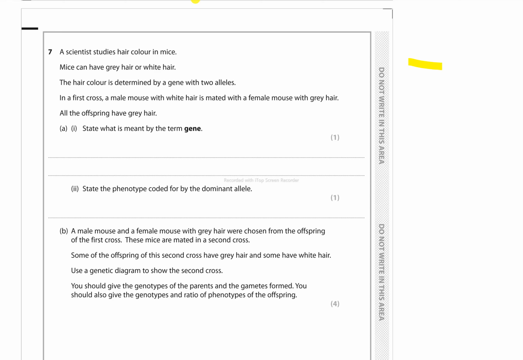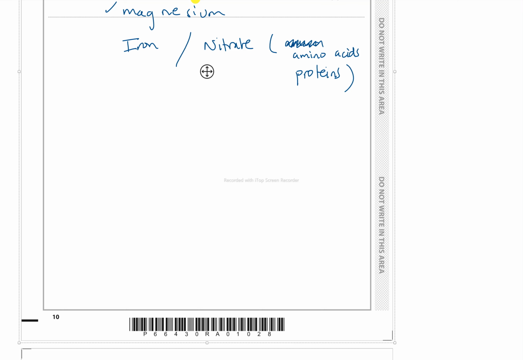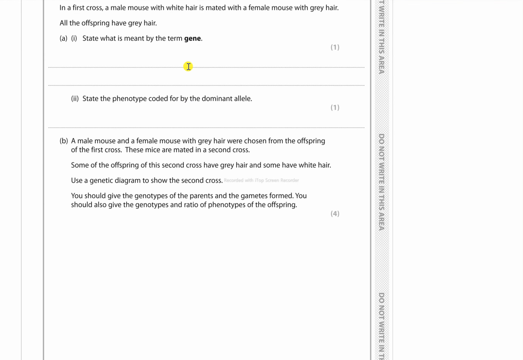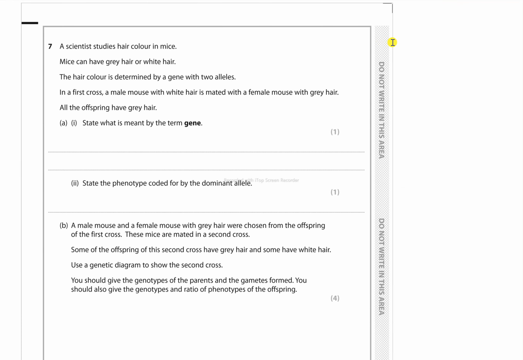Right. Oh, right. We don't need that. Oh, what's going on here? No, we've lost it. Right. Okay. Let's crack on with this then.